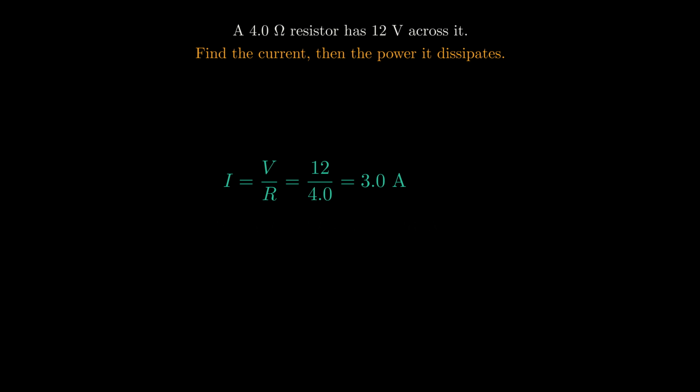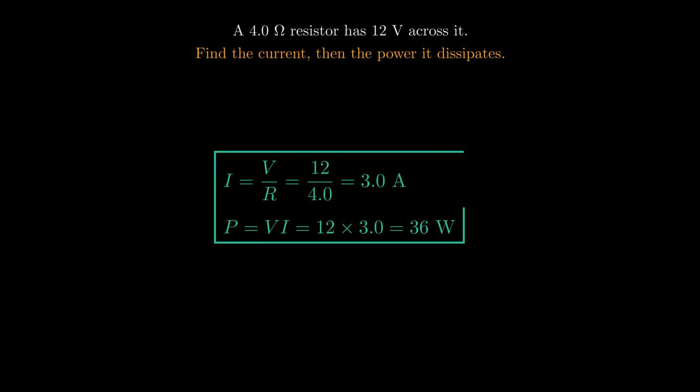For the power, the simplest form is voltage times current. 12 times 3 is 36 watts. And just to show the forms agree, I²R gives 3 squared times 4, also 36 watts. Whichever route you take, 36 watts of heat pours out of that resistor.